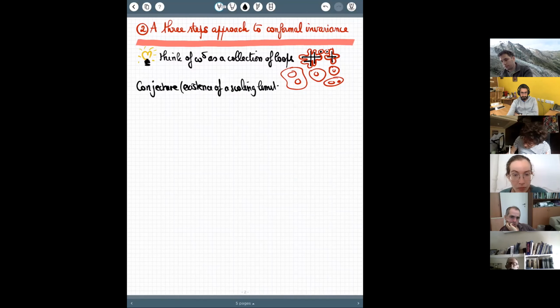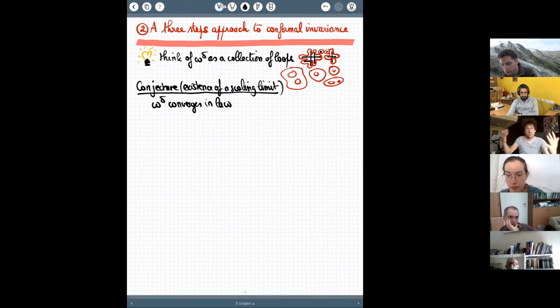And this conjecture is going to state the following. It's going to say omega delta converges in law. So it's always a random variable taking values in the collection of loops. I define a distance on the collection of loops. I will maybe come back to this when I state formally the theorem, but you can think of any kind of natural distance measuring that two collections of loops are close to each other. If you think about it, you will probably end up with a distance I will define at the end. So you can define the convergence in law for this.